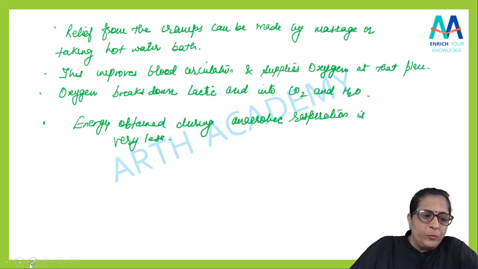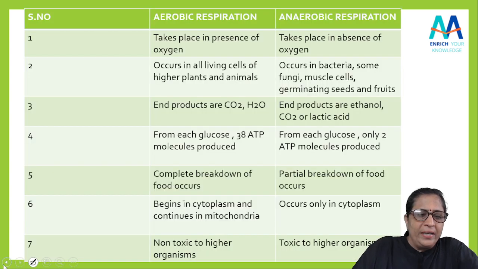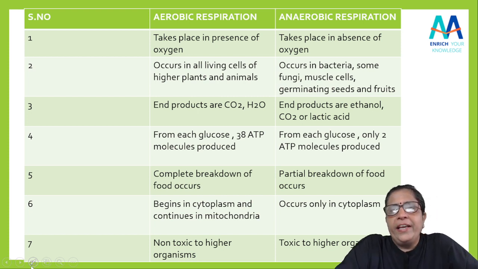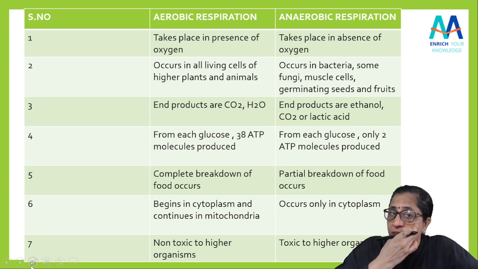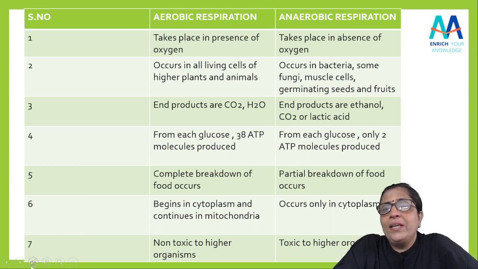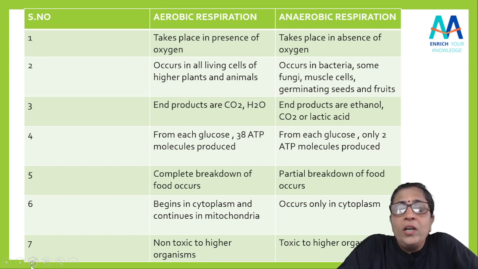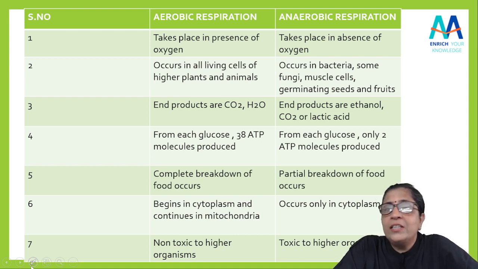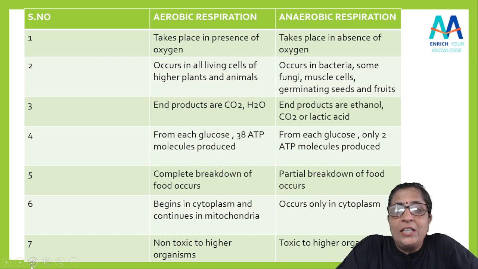तो हमने type of respiration अभी we have completed that. Yes, we have done with that. You can see there the aerobic as well as anaerobic respiration. What is given here? The aerobic respiration, it takes place in presence of oxygen. Anaerobic, it takes place in absence. Then aerobic occurs in all living cells of higher plants as well as animals. Whereas anaerobic respiration, it occurs in bacteria, some fungi, muscle cells of animals as well as germinating seeds and fruits also.